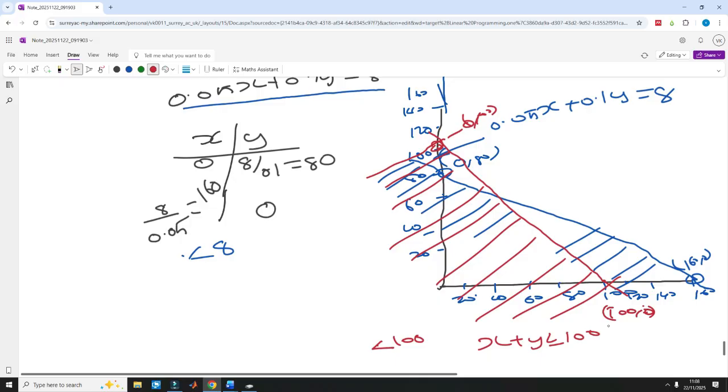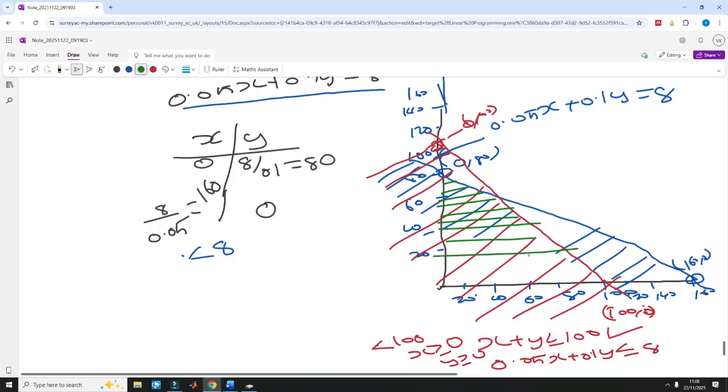So now we have to identify a common region, or a feasible region, where this condition meets the other condition, 0.05x plus 0.1y is less than or equal to 8, and two more conditions, x greater than or equal to 0 and y greater than or equal to 0. So all these conditions meet only in this region, isn't it? Yeah. So follow the green line. So this can be taken as the feasible region.